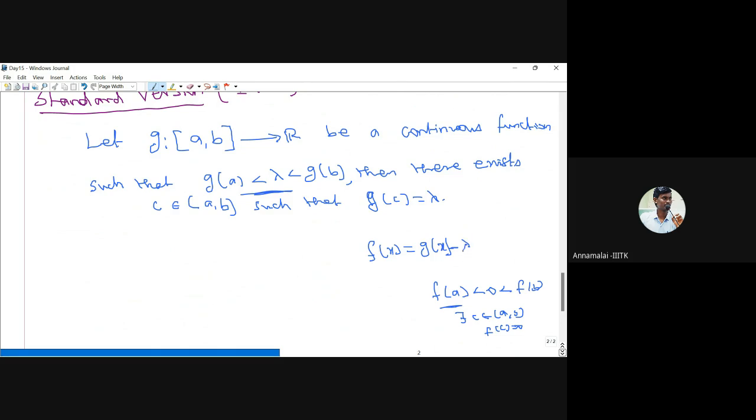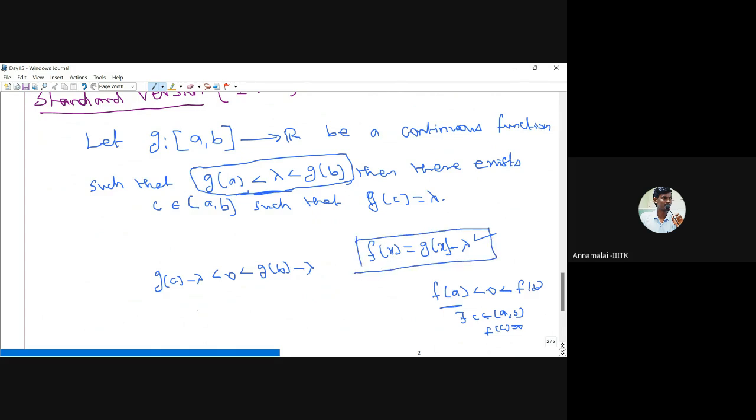Since lambda is a constant function, it is continuous. g is a continuous function. Subtraction of two continuous functions is continuous, therefore f is continuous. Now in this inequality, you have to subtract lambda from all sides. Therefore, we get g of a minus lambda less than 0 less than g of b minus lambda. But we define f of x as g of x minus lambda. Therefore, g of a minus lambda is nothing but f of a, less than 0, less than f of b.